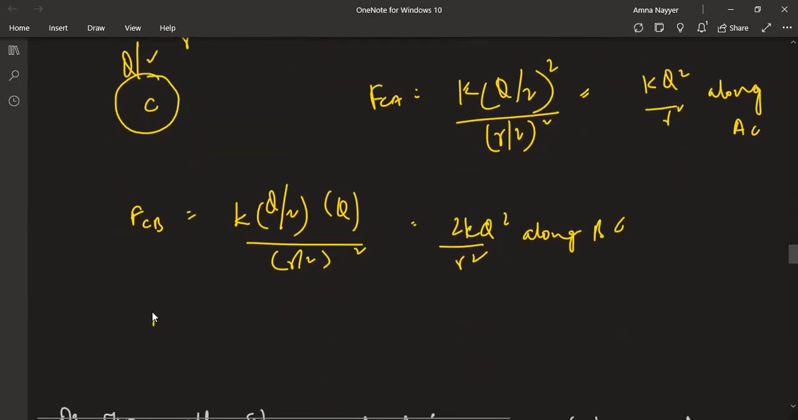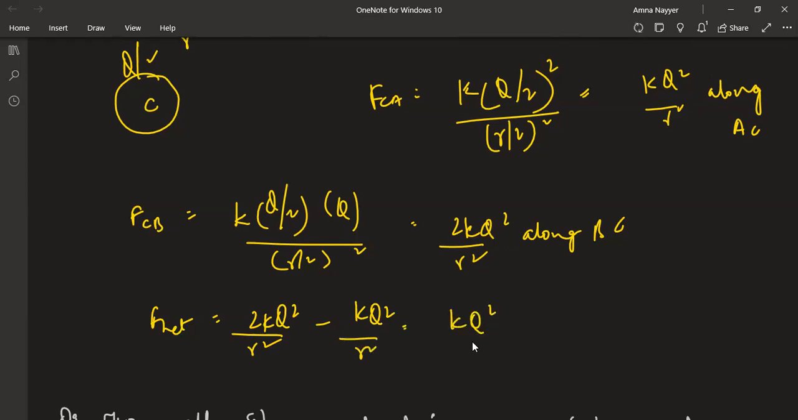Subtract both of these. So net force will be equal to 2KQ square by R square minus KQ square by R square. You will just get KQ square by R square, which is equal to 2 into 10 to the power minus 5 Newton. But direction, see which one is greater, along AC or along BC? 2KQ square by R square is greater than KQ square by R square. This is double of it. So this direction will be along BC. Did you understand, Hamza? Why will it not be along AC? Because this is of lesser magnitude.